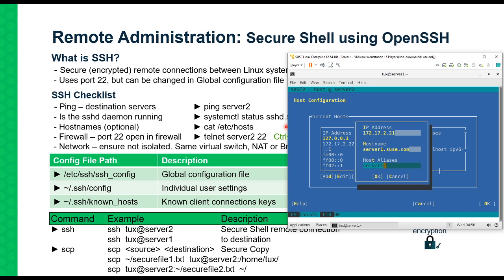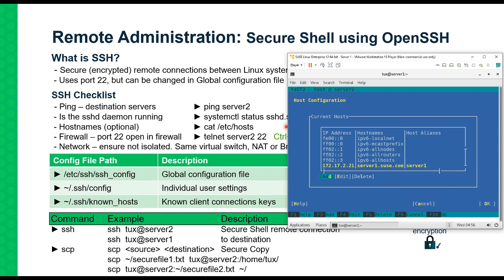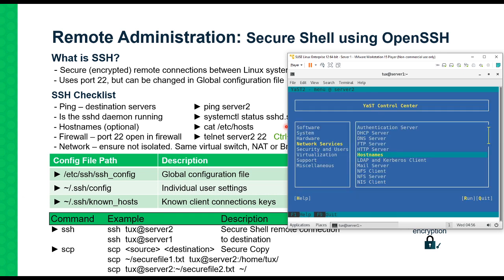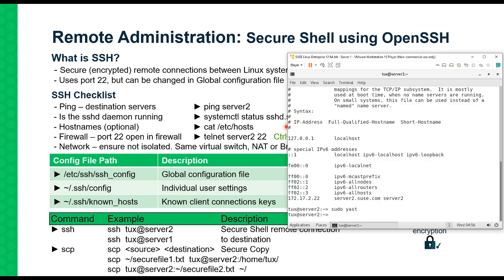Once you've added all that information, I'm just going to give you a moment. Double check your IP address, very important at this stage. 172.17.2.21. Ensure that your host name is spelled correctly, and then the server 1. Once done, press Alt-O for OK. And now we've added this extra entry. Once it's in, you press O for OK, and Alt-Q to quit the YaST control center.